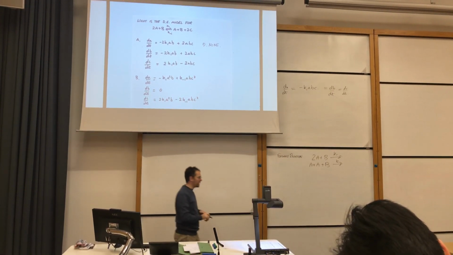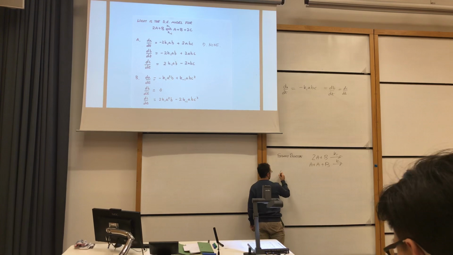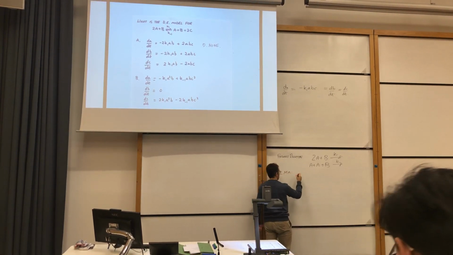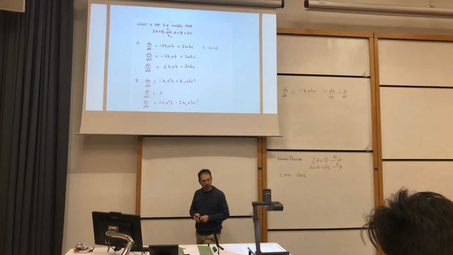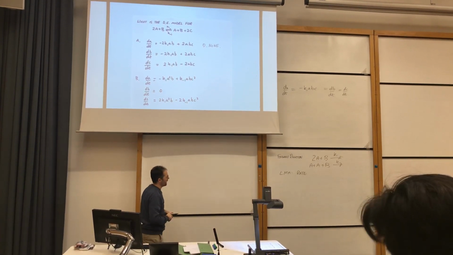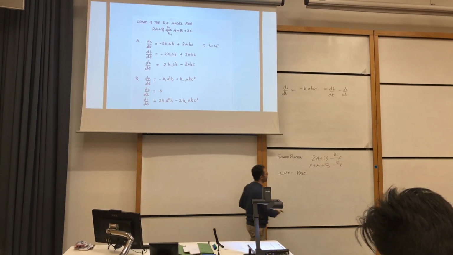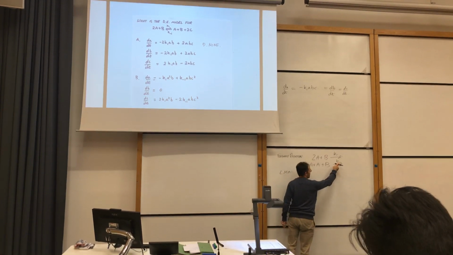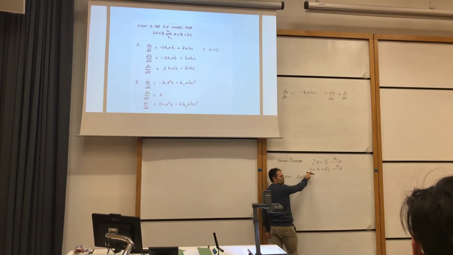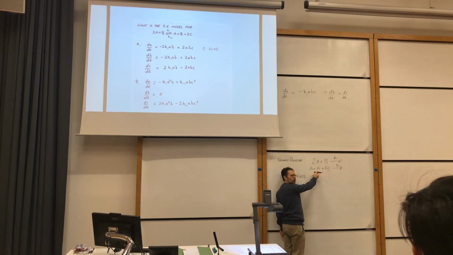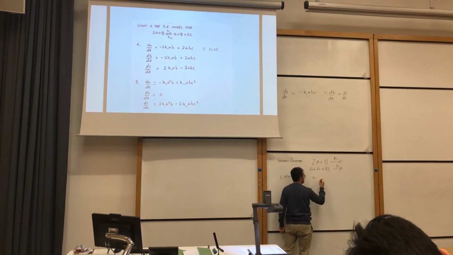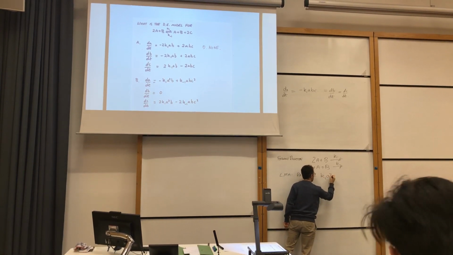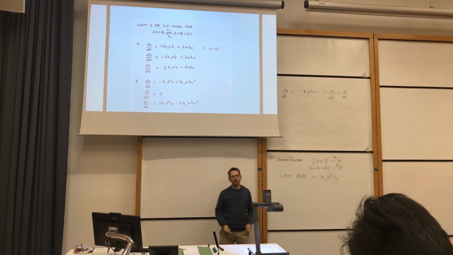So the law of mass action says that the rate of the reaction is going to be the rate constant, which is in this case K1, times the product of the concentrations of the reactants. So we'll have K1 times the concentration of A, times the concentration of A, times the concentration of B. So the rate is going to be K1 A squared times B.